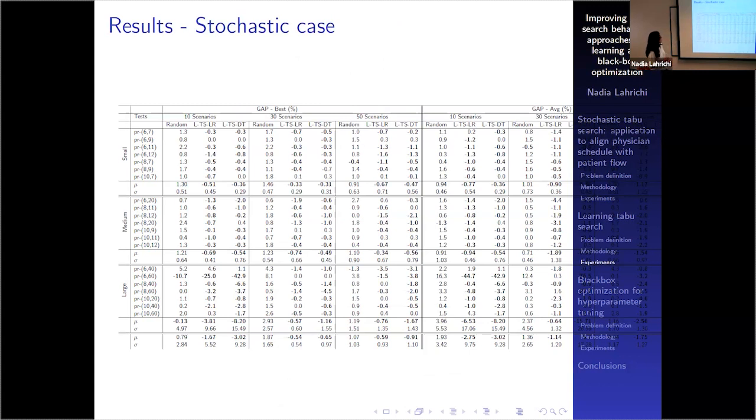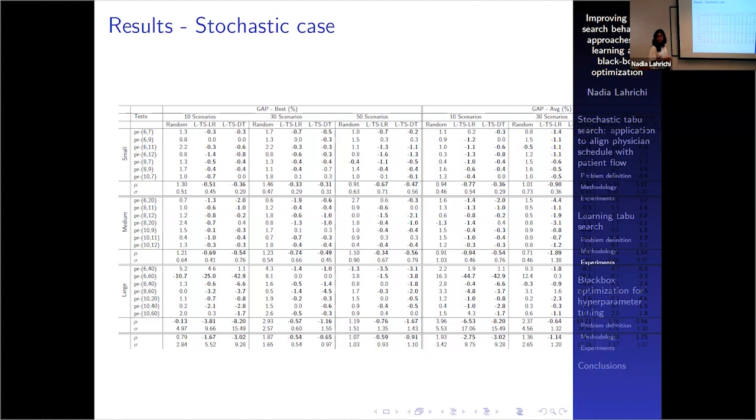But basically, in the stochastic case, where we thought we would have the biggest impact, because now you multiply everything by the number of scenarios. So if you multiply it by 10 or by 30 or by 50, here you do have an improvement with the learning. All these are a comparison to the TS, the normal taboo search. So here it's 30 scenarios to 30 scenarios, not compared to 10.